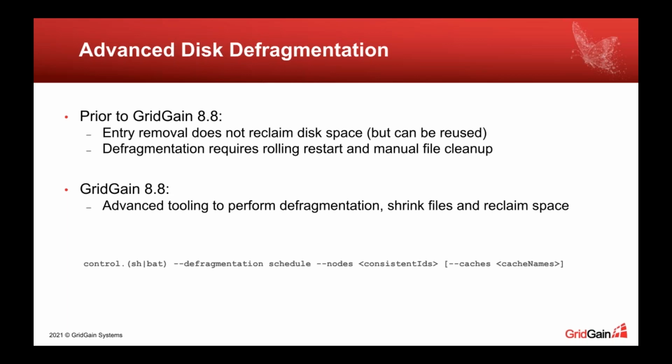So what our customers and Ignite users used to do is manual defragmentation, which could be achieved by doing a rolling restart and then manually removing fragmented files. That used to be a decent workaround, but obviously it's not very usable, and we wanted to improve that. For that, we provided some advanced tooling and mechanisms to allow users to automatically shrink those files and reclaim space in case of defragmentation.